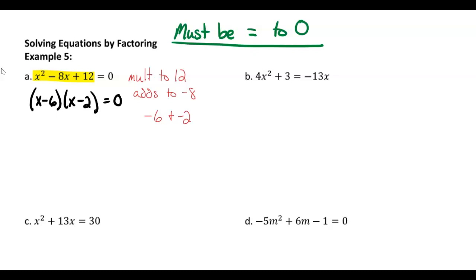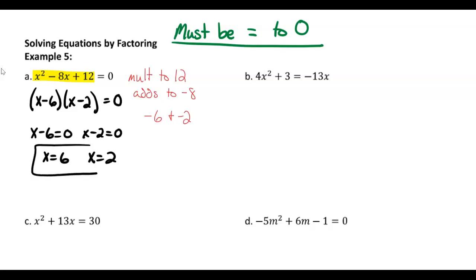Now that you have it factored, this is just like what we did in 7-4, where you set each factor equal to 0 and solve. So you get x = 6 when you add 6, and you add the 2, and you get x = 2. And those are your 2 solutions. So that's pretty much what we're doing today. Let's just continue to do some examples. I'm going to show you some special cases and just make sure we have all the details.